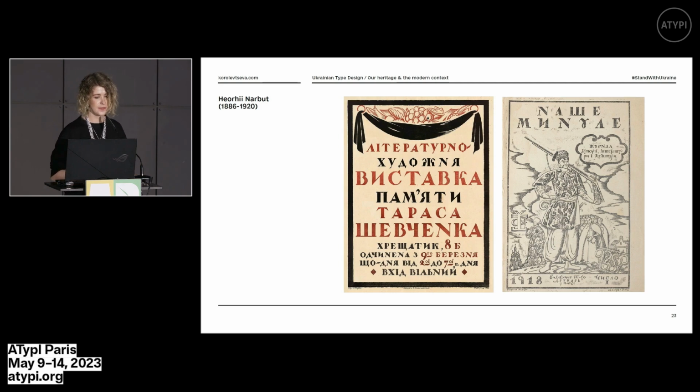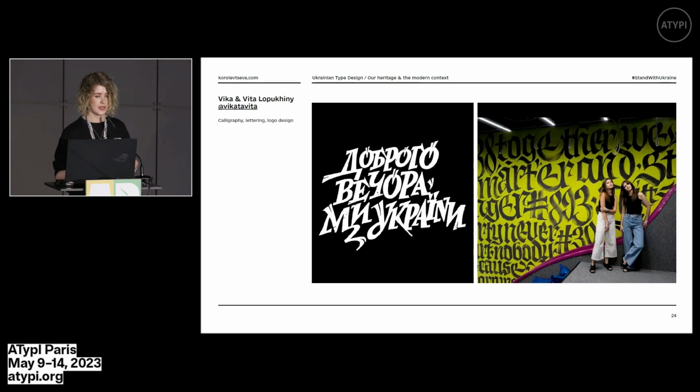For example, here you can see letter N, which looks like Latin, because it has Greek roots, and Georgy Narbut used this letter N. And how do modern designers use this inspiration? On the right photo, you can see Vika and Vita Lupachini. They are sisters, calligraphers. Vika is here today. And they create awesome lettering, calligraphy, and on the left picture it is written, "Good evening, we are from Ukraine." And also you can see in the last word this letter M, more traditional for Ukrainian writing.